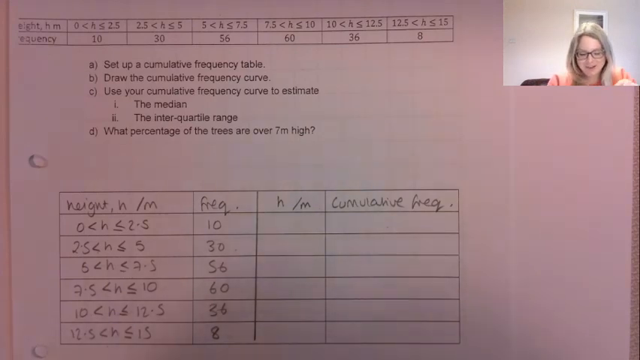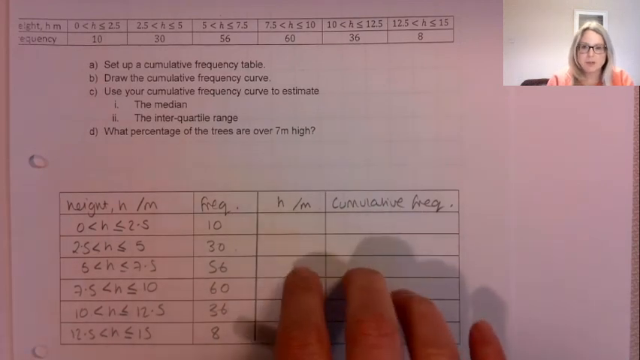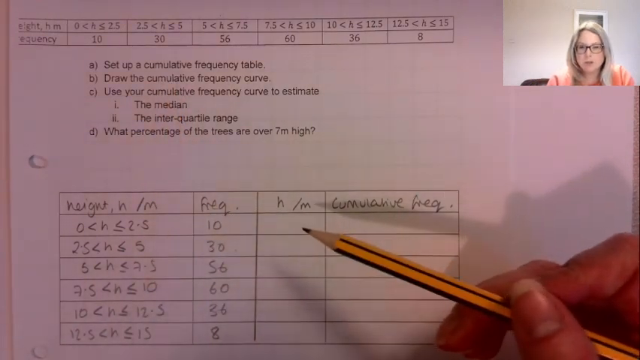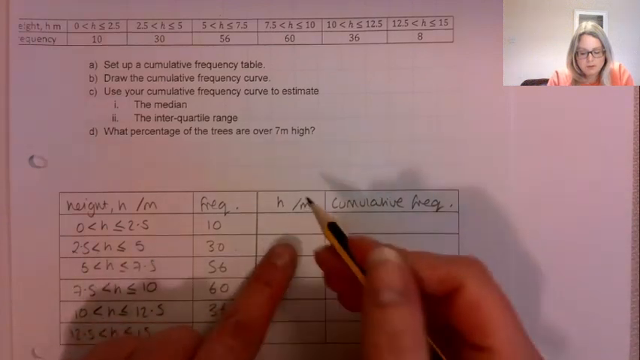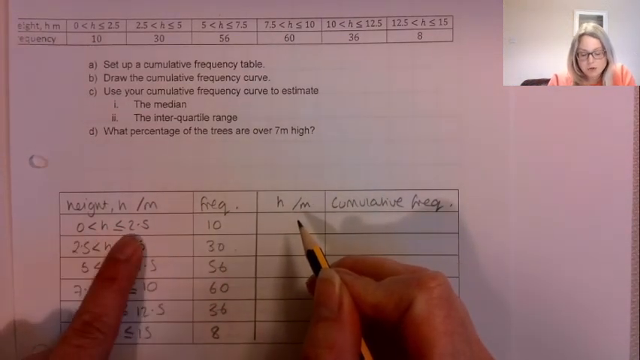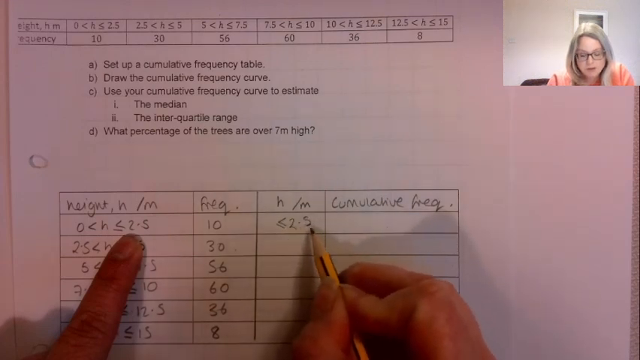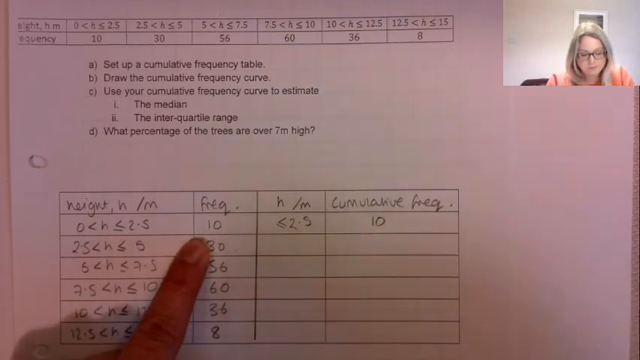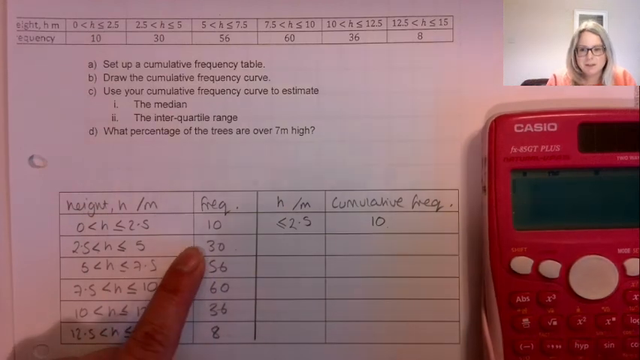Okay, so I've added on these 2 extra columns here because remember, whenever we're plotting our cumulative frequency curve, which is our next bit here, we always plot the cumulative frequency at the upper limit of the group. So if I'm looking here, I've got 10 heights from 0 up to 2.5, so less than or equal to 2.5 meters. I don't have to put my unit on my value because it's up there, and I've got 10 of them. I'm going to get my calculator because I'll make a silly mistake adding these up.